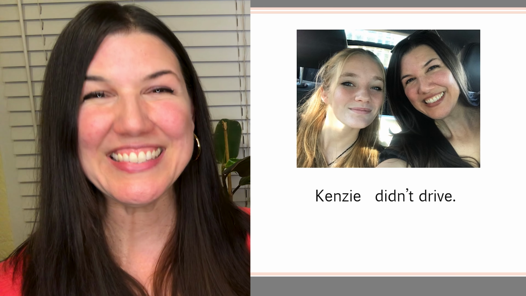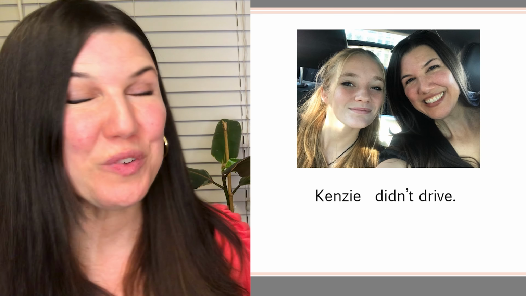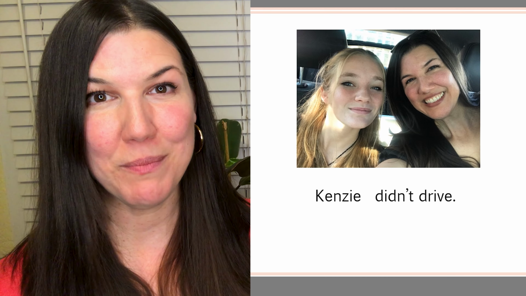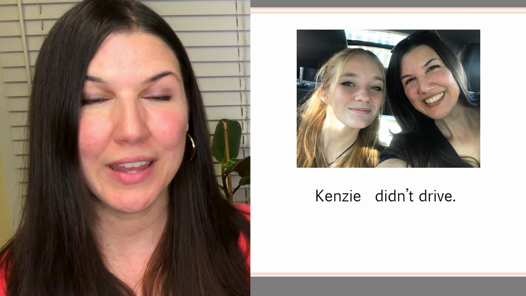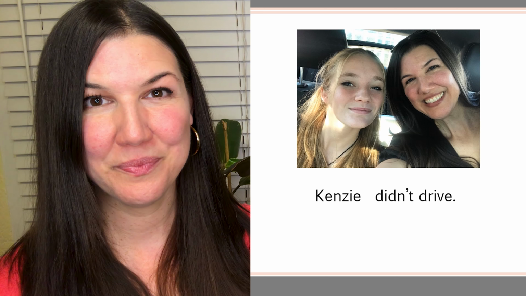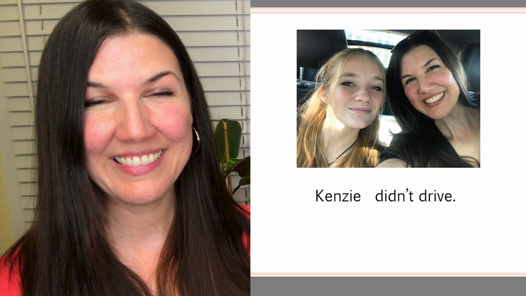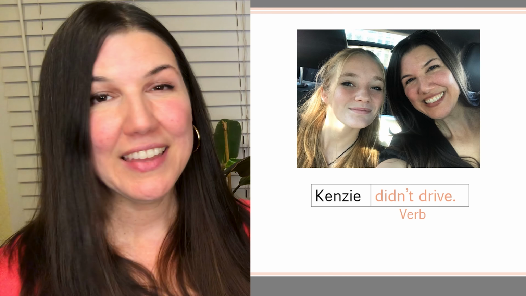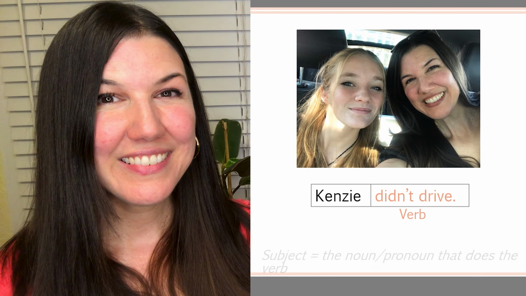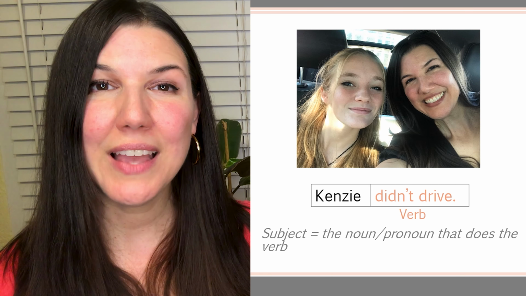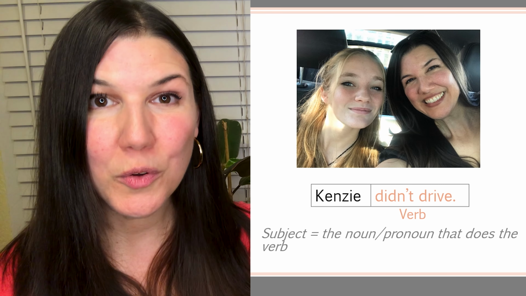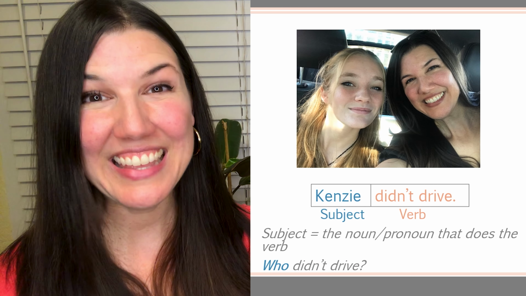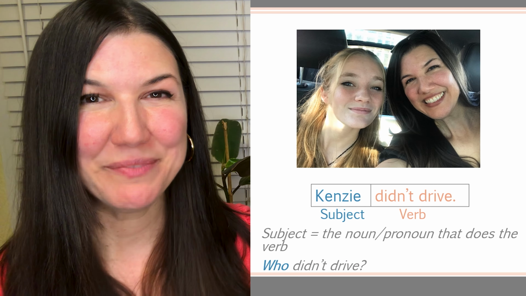Moving on to our next sentence, Kenzie didn't drive. So let's start by finding our verb. I always recommend to find the verb first when you're analyzing sentences. Verb is didn't drive. Very good. And the subject? Remember, we're going to ask who with the verb. So who didn't drive? Kenzie. That's our subject.